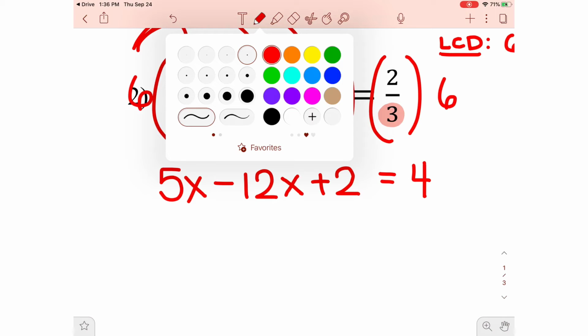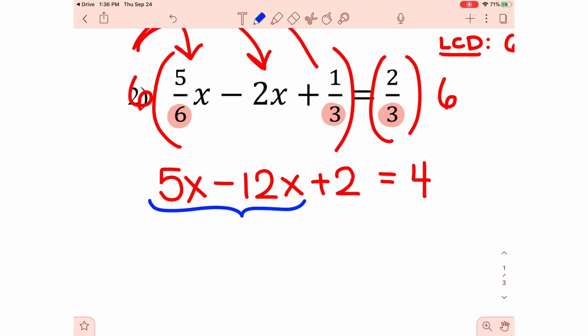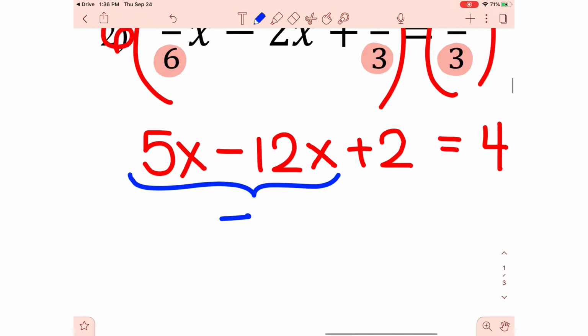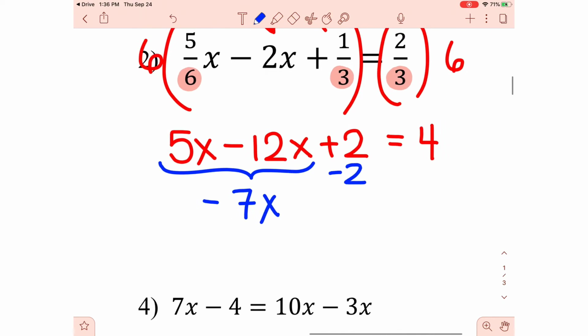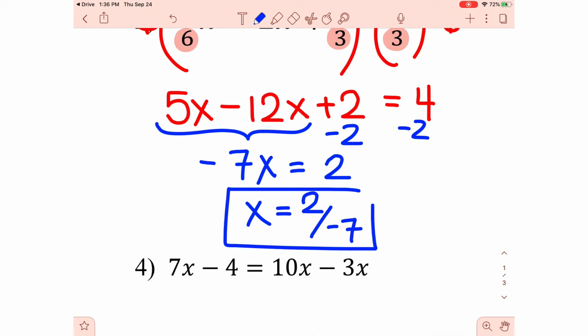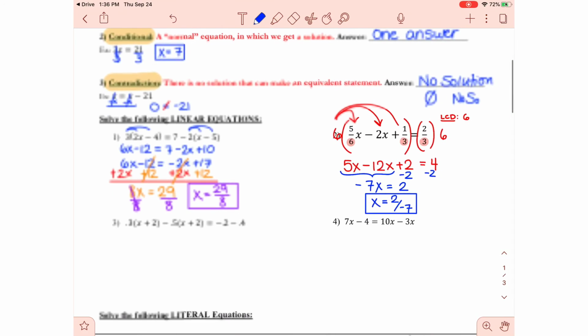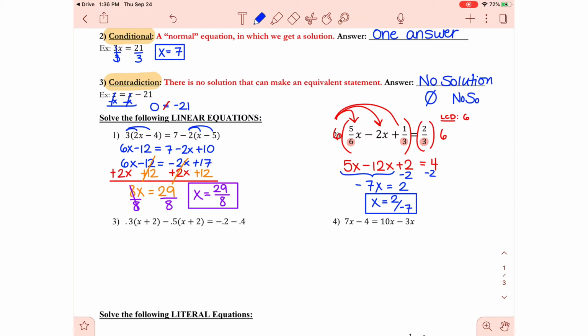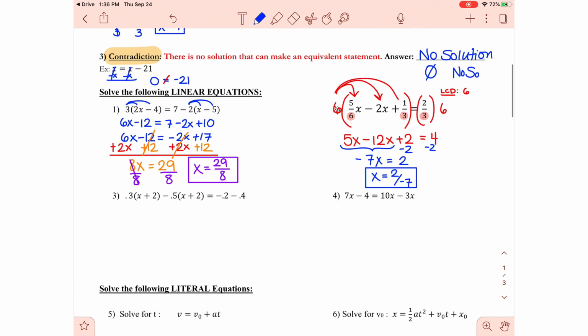All right, now we just finished solving. 5x minus 12x is negative 7x. And then, you know what? I'm going to take a shortcut, subtract the 2. So equals 2, and divide over the negative 7, so x equals 2 over negative 7, or negative 2/7. Beautiful. Moving on.